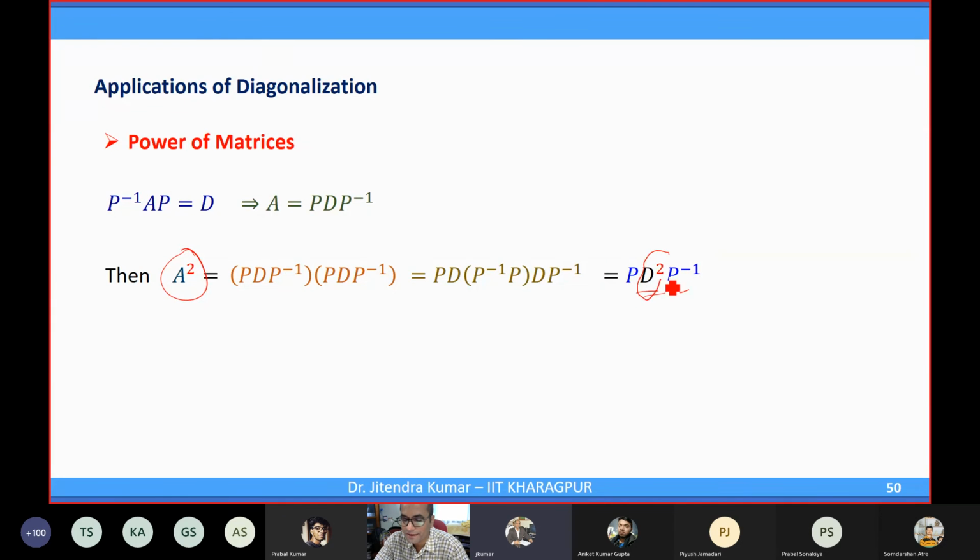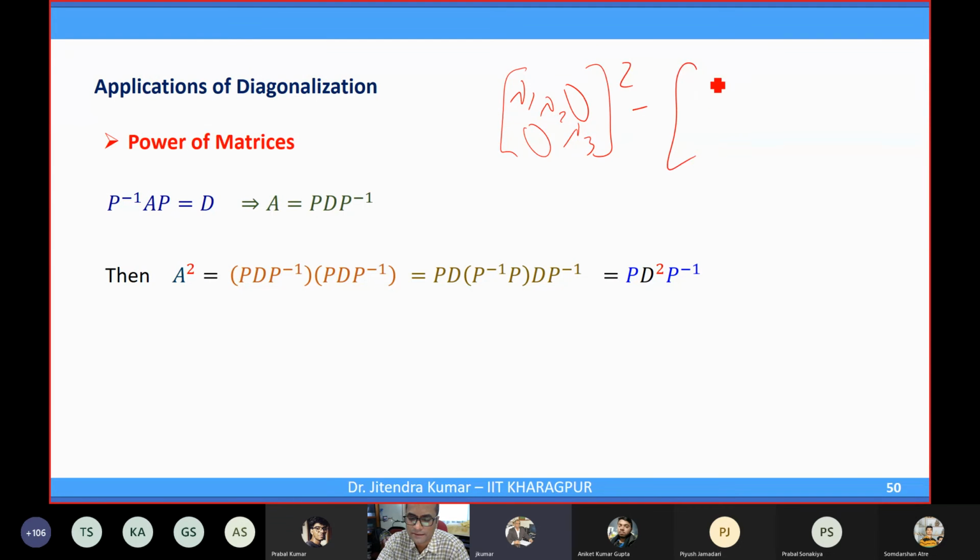So this D square is very easy to compute. If you have a diagonal matrix, what is its square? The square of the diagonal entries. Yeah, so that is the beauty. So if you have lambda 1, lambda 2, lambda 3, the diagonal matrix, if you square it, you will simply get lambda 1 square, lambda 2 square, lambda 3 square, and so on. The rest, everything will be 0.